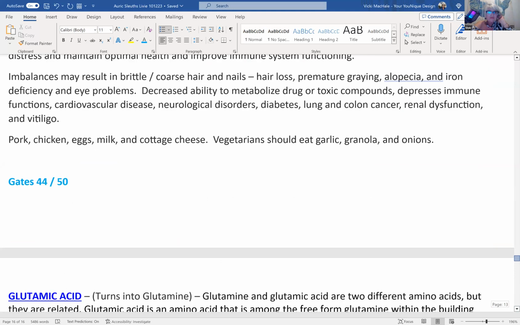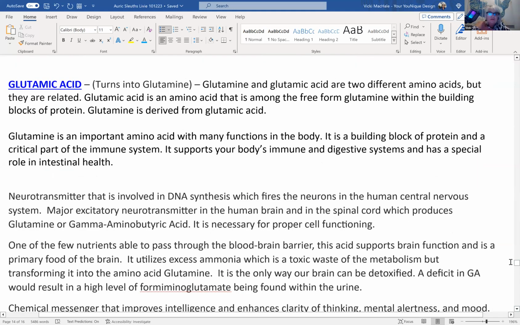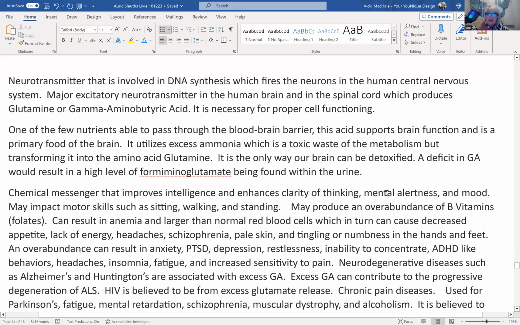Okay, so the first one, the 50, glutamic acid, also known as glutamate. Glutamine and glutamic acid are two different amino acids, but they're related. So if there's an issue with glutamic acid, there may be a problem with glutamine, because glutamine is derived from glutamic acid. Let's see, it's part of the immune system and digestive system, so it has to do with intestinal health. It has to do with your brain, if you're having any kind of mental health issues or foggy brain. And again, the blood-brain barrier, which we talked about.